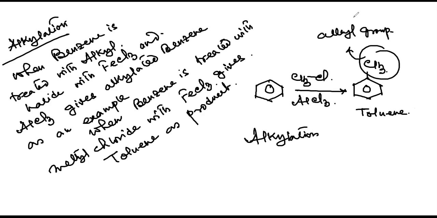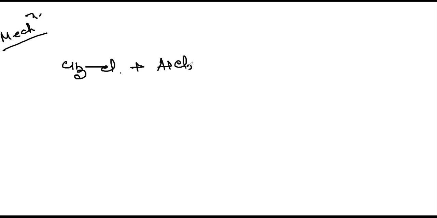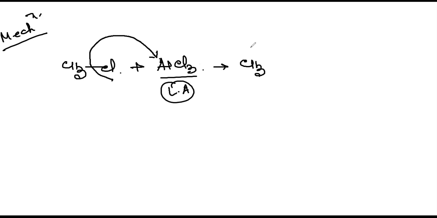The mechanism is most important, and this will definitely be helpful to understand and to answer your entrance question papers. You can see here the mechanism. CH3Cl plus your AlCl3 or FeCl3. Actually, it is a Lewis acid. So what will this do? This will attract the Cl minus. It will give CH3 plus and AlCl4 minus.